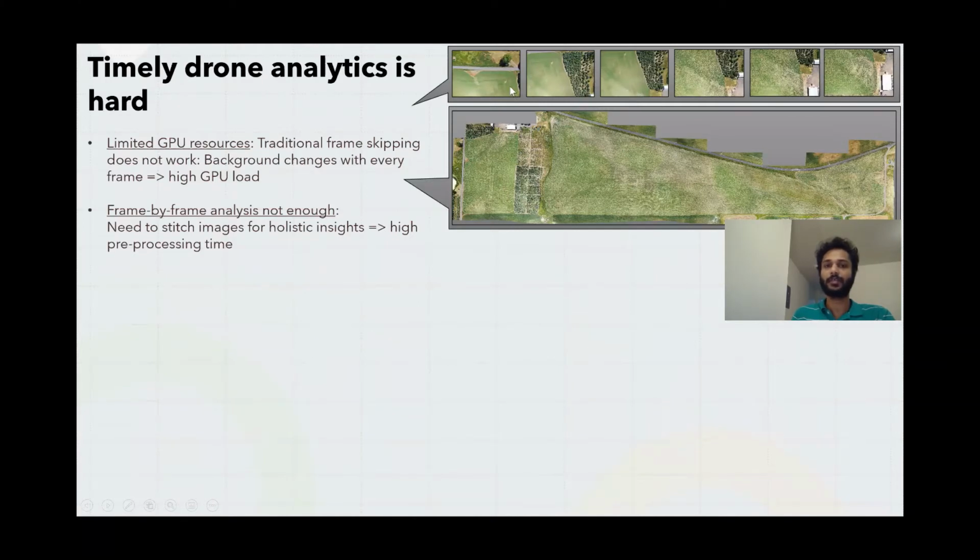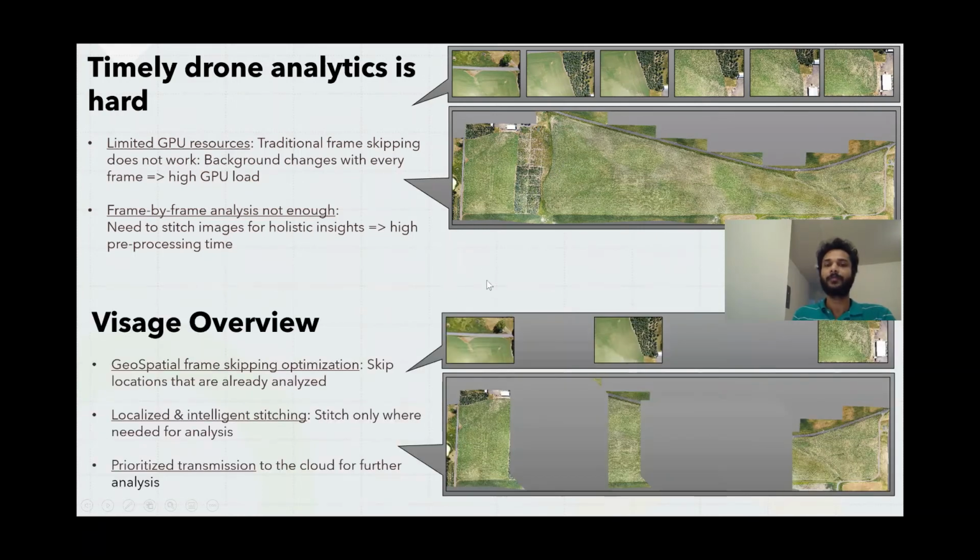Analyzing every drone image is impractical due to high data redundancy. Stitching them into an orthomosaic has high processing times. Visage focuses stitching to regions that have a high likelihood of containing an anomaly and sends those stitched images to the cloud based on importance.